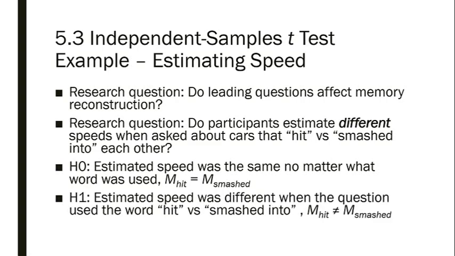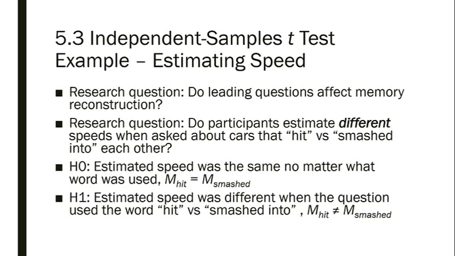Okay, and our alternative hypothesis would be that the estimated speed was different when the question used the word hit versus when the question used the word smashed into. So our group mean for the hit group is not equal to the group mean for the smashed group. So that's a two-tailed hypothesis. We'd be interested in a difference regardless of the direction.